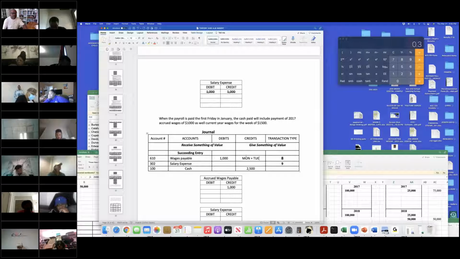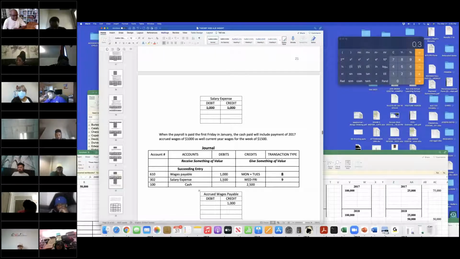That represents the Monday plus Tuesday that you worked last year in 2017 that you paid for. Wednesday to Friday, you're into the new year. So Wednesday, and you're going to get $1,500 because you worked 3 days. So 2 days, Monday and Tuesday, you'd already accrued it and recognized the expense to put it in 2017. And when we get to 2018, we're now debiting salary expense for the 1,500, wages payable for 1,000, crediting cash for 2,500. So as you make that payment, that's what happens.